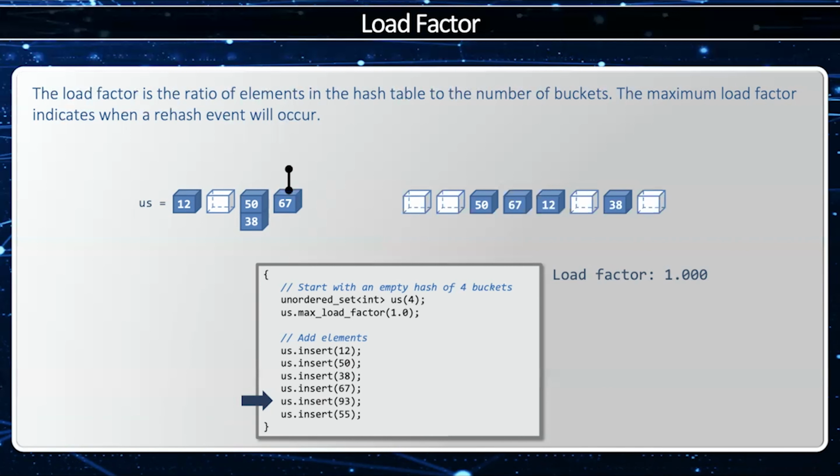When I'm finished with that, my load factor is going to be 0.5. Now I'll insert 93, and 93 goes in bucket 5, and my load factor goes to 0.625. And then I'll insert 55, and 55 goes into bucket 7, and now my load factor goes to 0.75.